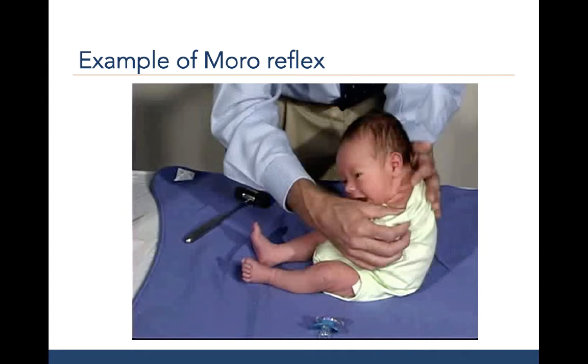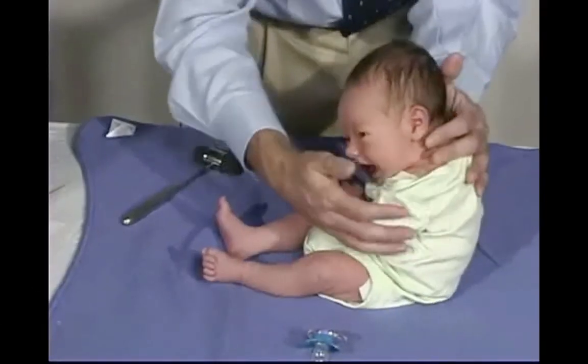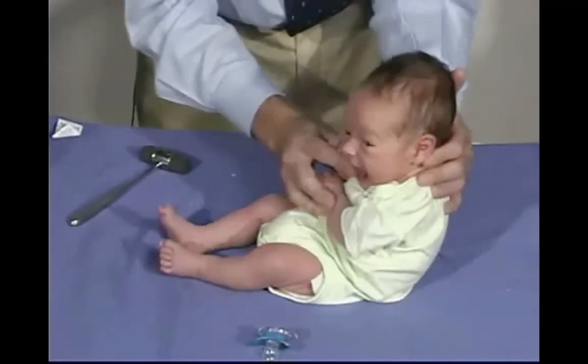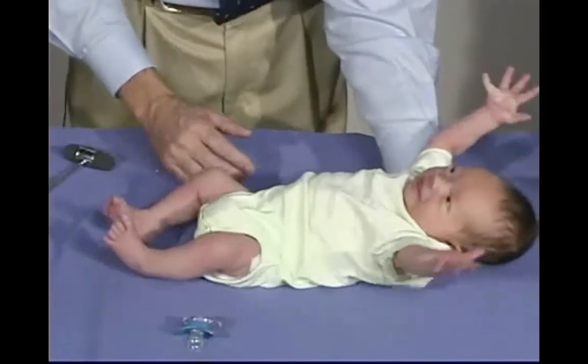The Moro reflex is evident from prenatal life to about 3 months of age. The presence of the Moro reflex after 6 months of age, or an asymmetrical reflex, is considered a warning sign of movement or neurological problems. We can elicit the Moro reflex by having him relax unsuspecting and then give him a sudden stimulus, and there's a good Moro.